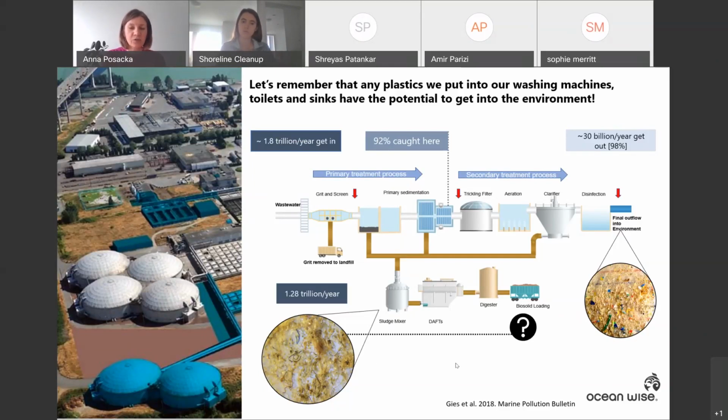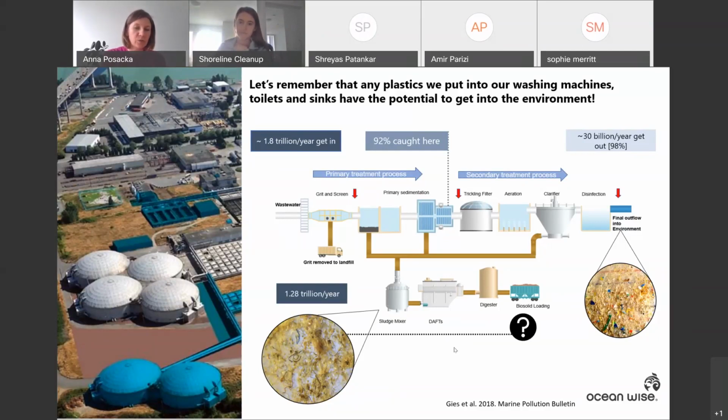And now what I would like to stress is that while microplastics and microfibers are some of the most common types of particles that are getting through, we are also seeing a myriad of other pieces and particles. So it's very, very important to be aware that whatever we put into our washing machines, toilets, and sinks is at risk of making its way into the environment.